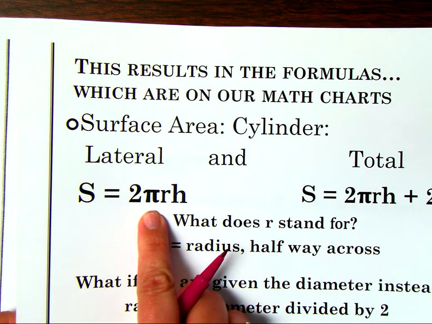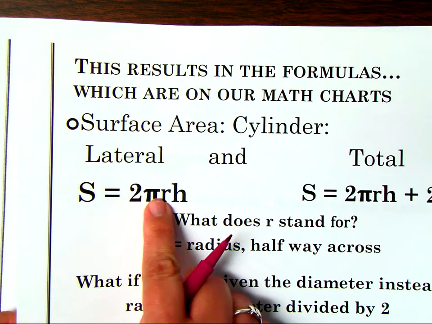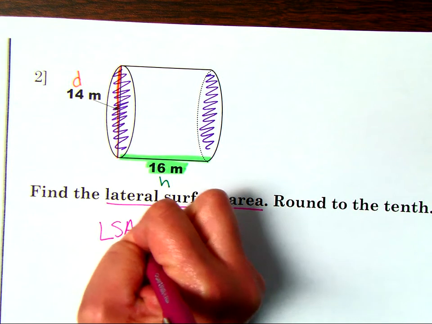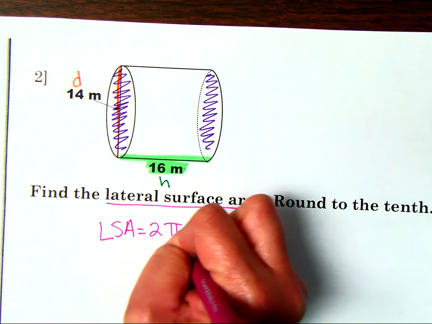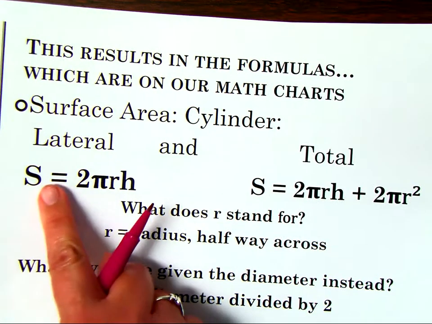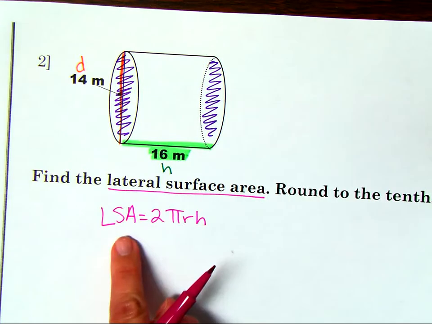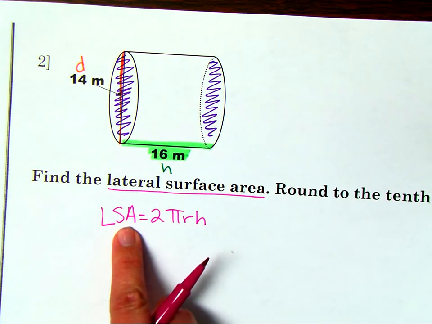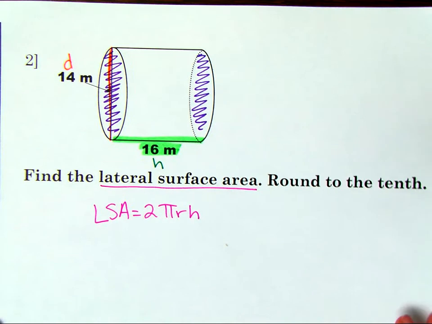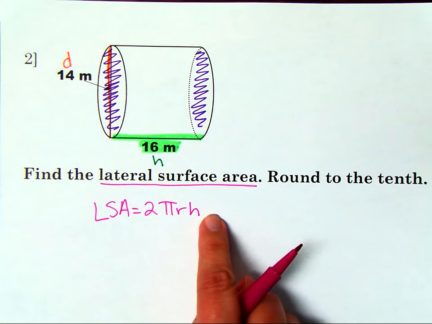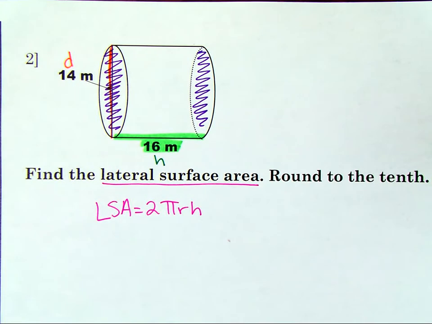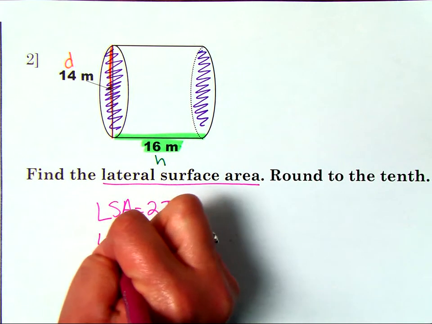So we're going to use this formula because it's a cylinder, and we just want the lateral surface area. So lateral surface area equals 2 pi r h. Important to know, when you see on your math chart, you just see S. I just like to write that extra LSA for lateral surface area or TSA for total surface area, just so it helps me remember what I'm looking for. We don't need to add this additional part because that's including the area of the bases. We don't want that. All right, so let's go ahead and plug in our numbers.